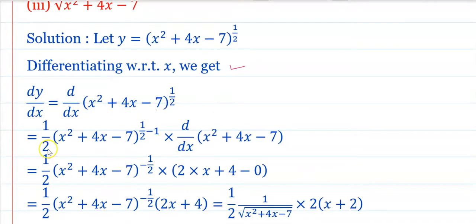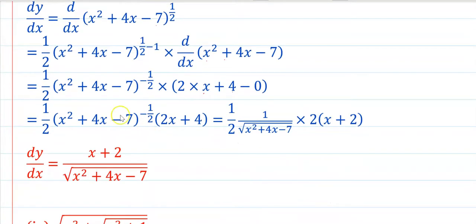Then again we bring the power forward. (x square plus 4x minus 7) raised to 1 upon 2 minus 1 into d/dx of x square plus 4x minus 7. Okay. Here the term as it is, 1 upon 2 (x square plus 4x minus 7) raised to 1 upon 2 minus 1, then here you will get minus 1 upon 2 into d/dx of x square plus 4x minus 7. What about the derivative of x square? It is 2x. 2 into x, plus 4x. The derivative of this x is 1, 4 into 1, you will get 4. The derivative of this 7, which is a constant, is 0.